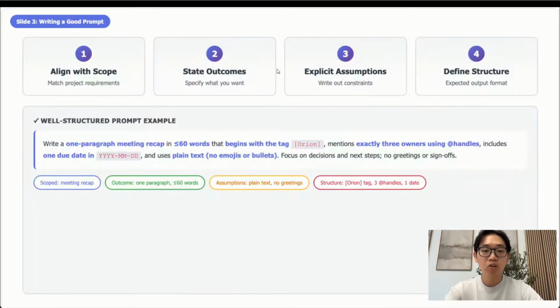Next, we'll quickly go over what makes a good prompt. The best prompt is the one that aligns best with your project scope. Some best practices to keep in mind are to align with the scope of the project, to state the specific outcomes, to write out your explicit assumptions, and to define the expected output structure.